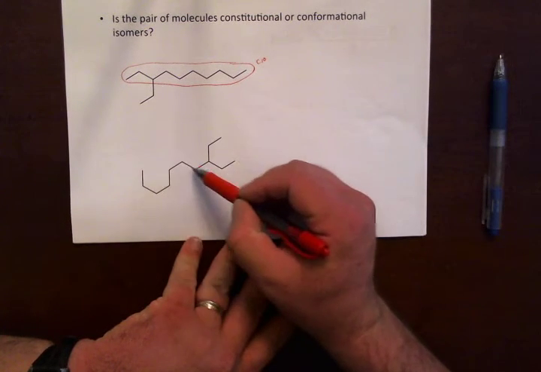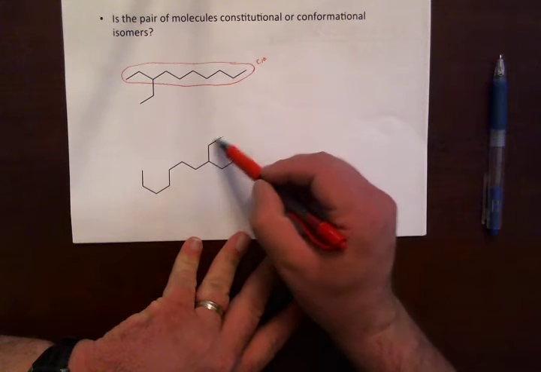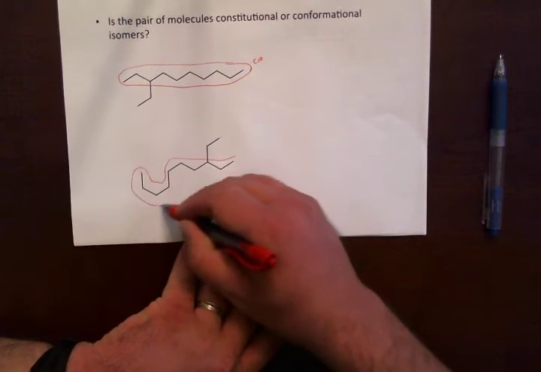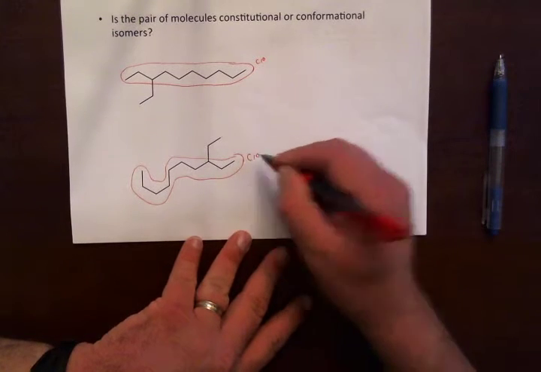1, 2, 3, 4, 5, 6, 7, 8, 9, 10, right? 1, 2, 3, 4, 5. Yep, so let's say it's this. Okay, well, the main chains are the same length, so that's good.